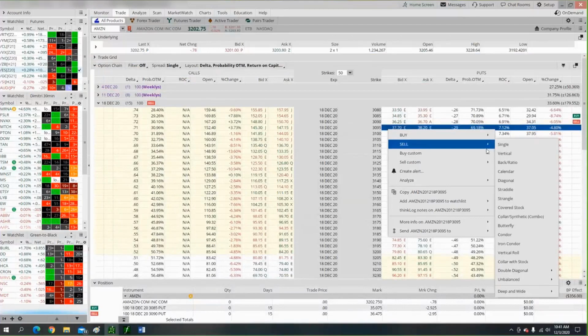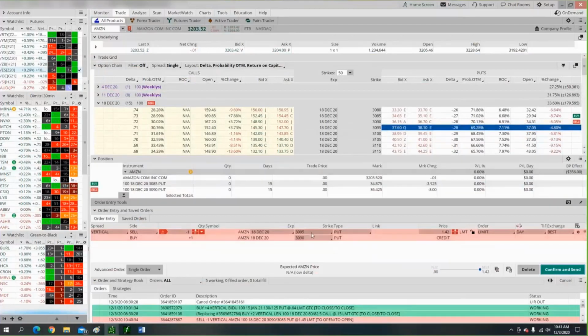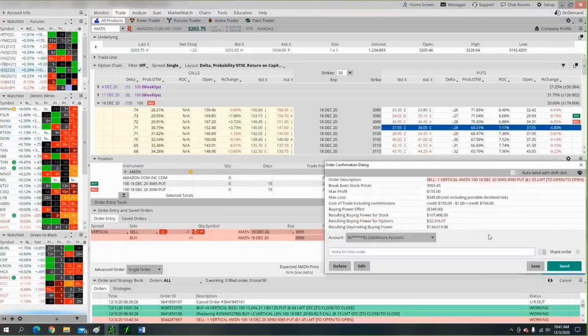Hang on. Right-click, sell, vertical, 395, 155 divided by 345. Yeah, it was 44%. Whenever you were looking at it in class, the 156 was going to give you the 33%. But since that new bar came up, everything has shifted. You were at the 30 delta, now you're at the 29 delta. Things change.